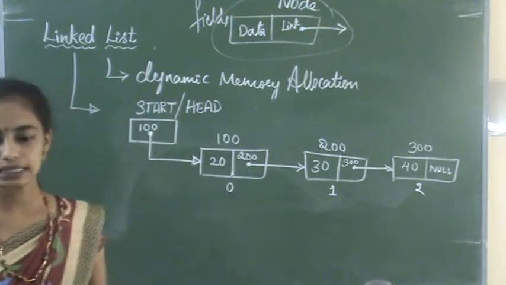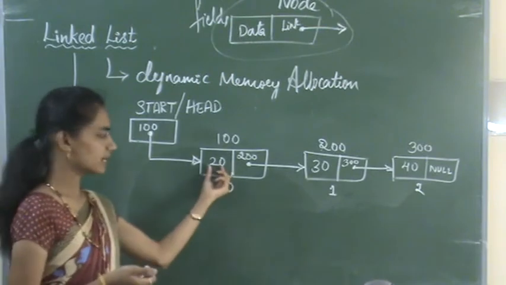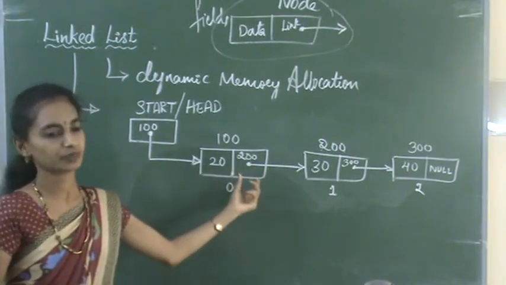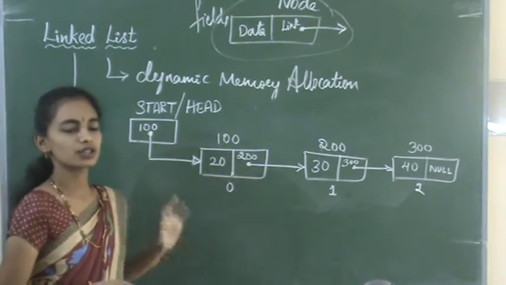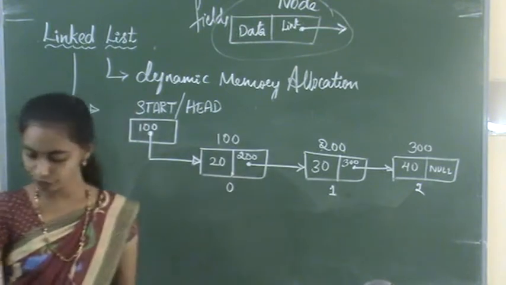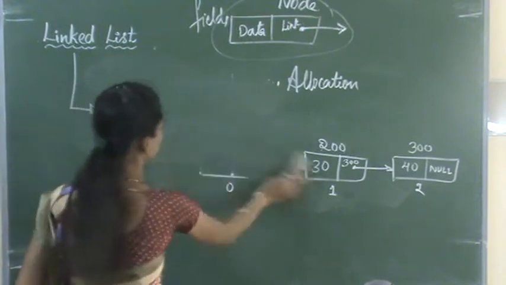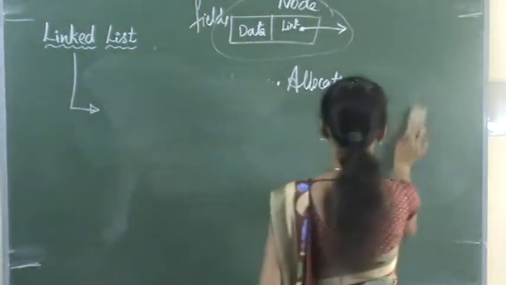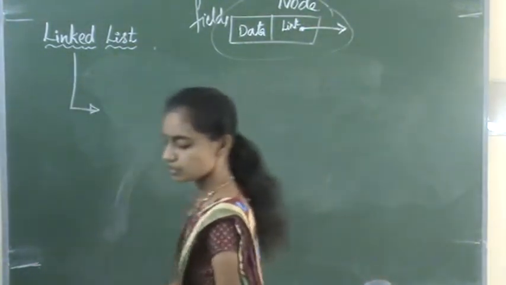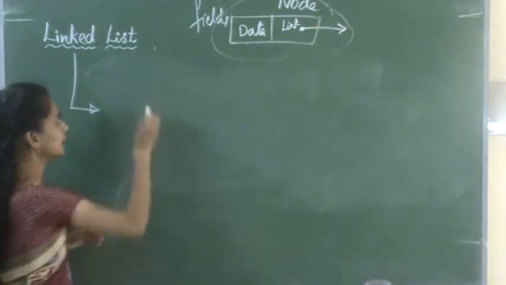So in this linked list we have two parts, one is the data field, another one is the link field, right? In this we have three different types of linked list. One is a singly linked list.